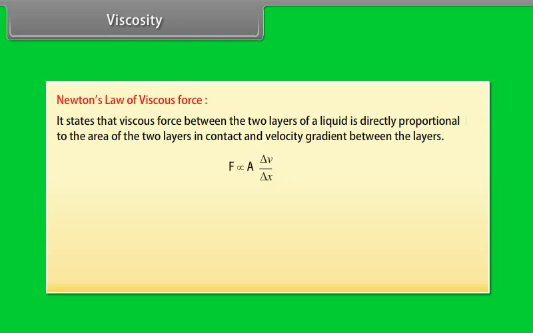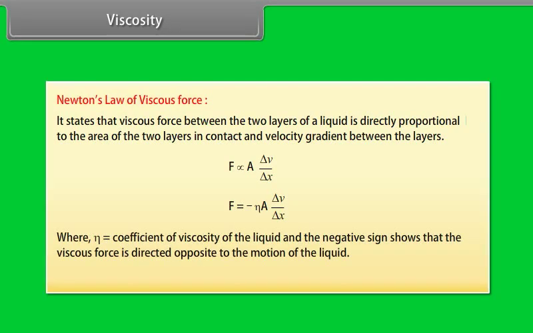F is directly proportional to A times delta v upon delta x. This equation can be written as F = −η A delta v upon delta x, where η is the coefficient of viscosity of the liquid, and the negative sign shows that the viscous force is directed opposite to the motion of the liquid. Its dimensional formula is ML^−1T^−1.